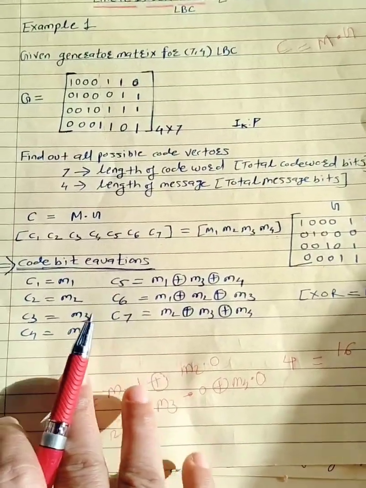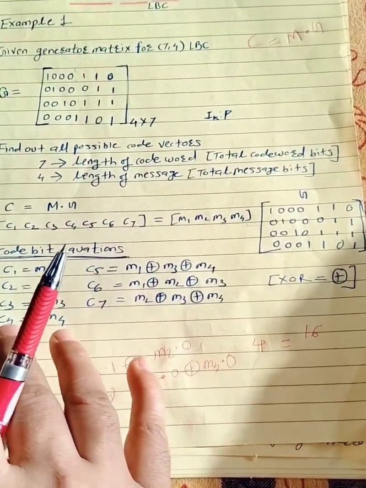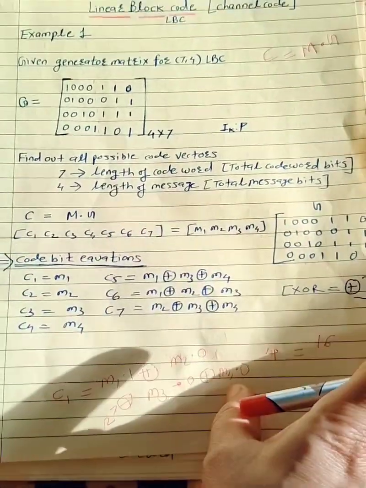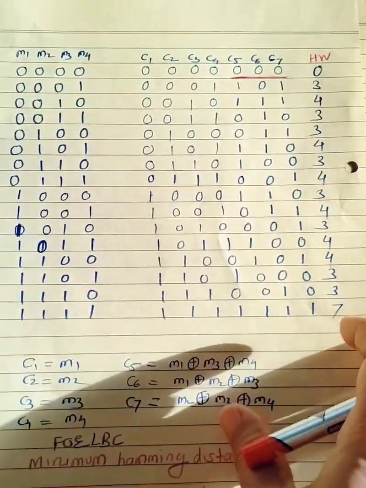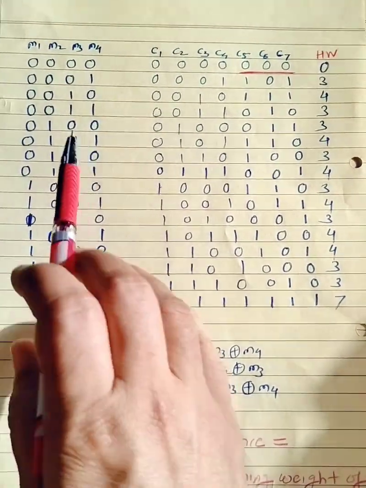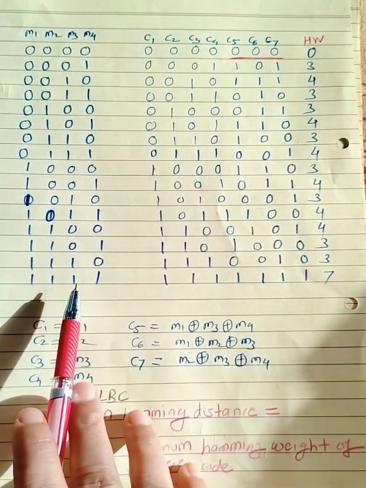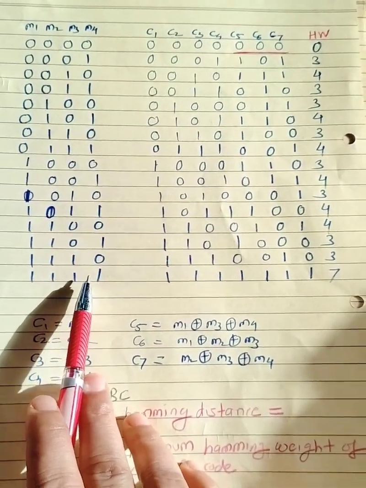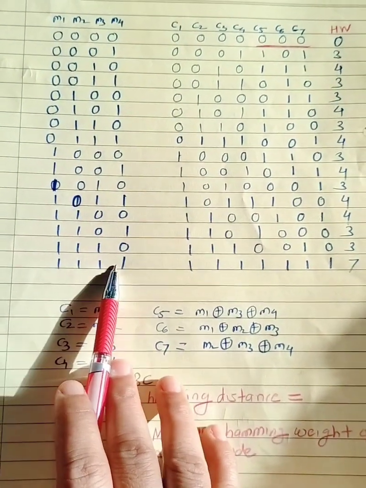So first, in linear block codes, you have to write these equations, then it will be easy to prepare the table of the messages and code bits. Next, you have to build the table. So M1 M2 M3 M4, 4 bits are there, 16 combinations, as you are very well aware with this table of the 4-bit 16 combinations.